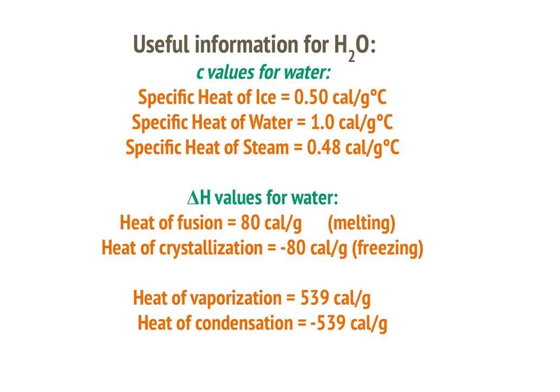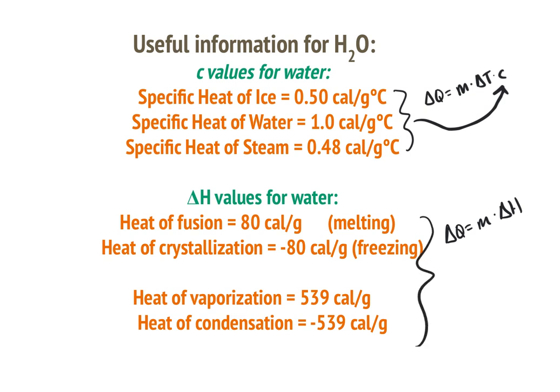So the constants that you would use, if you're using the first equation, delta Q equals M times delta T times C, these are the different values for C that you could choose from. In the other equation, delta Q is equal to M times delta H. These are the different delta H's that you're using. So basically, to decide which one to use, you just have to determine what state of matter your substance is, or what phase change is occurring.